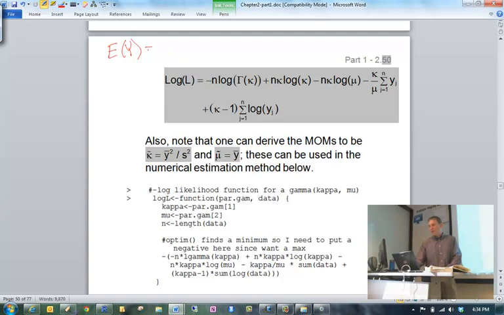Find the expected value of y. In this case, it's mu. The variance of y is mu squared divided by kappa. I've already presented that before. But what do you do when you find method of moments estimators?